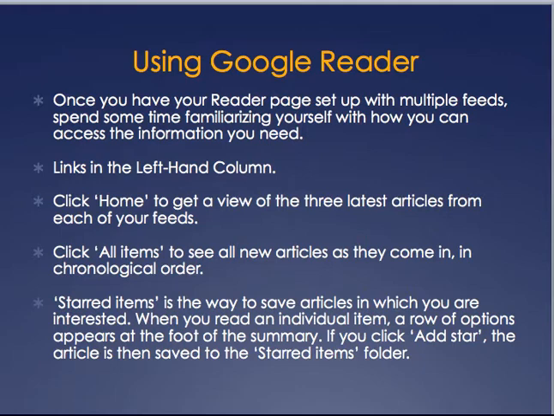The third link, Starred Items, is the way to save articles in which you are interested. When you read an individual item, a row of options appears at the foot of the summary. If you click Add Star, the article is then saved to the Starred Items folder.